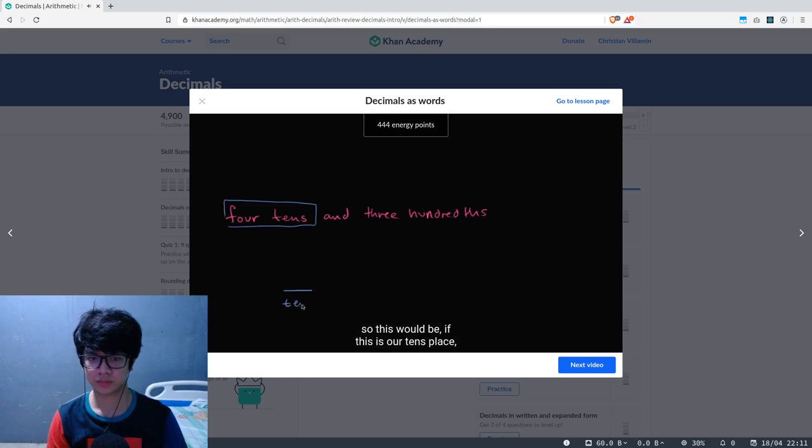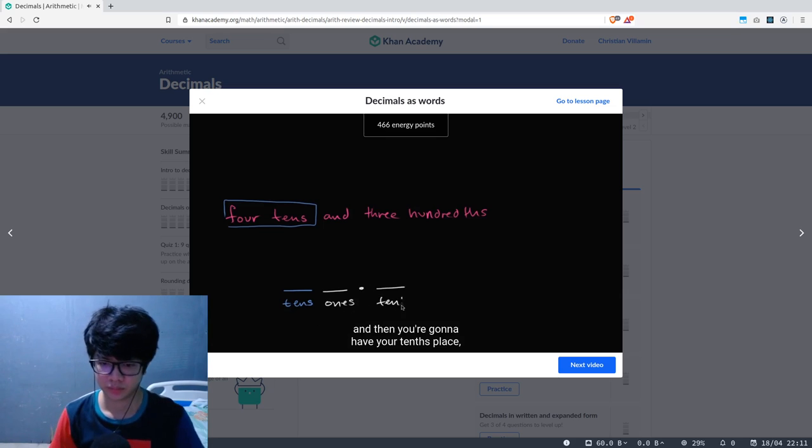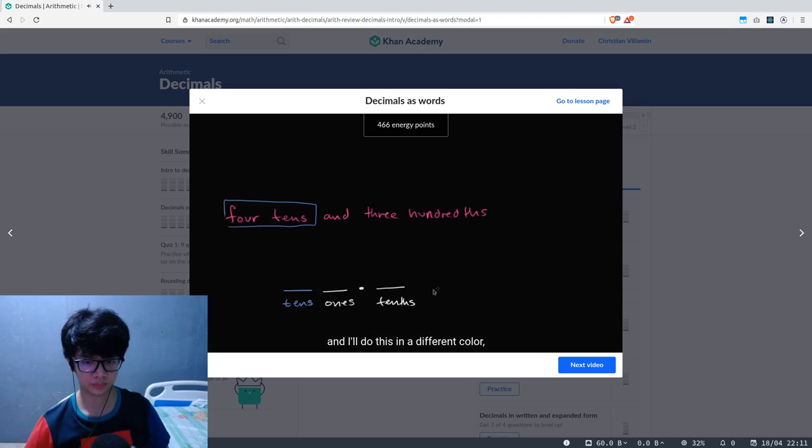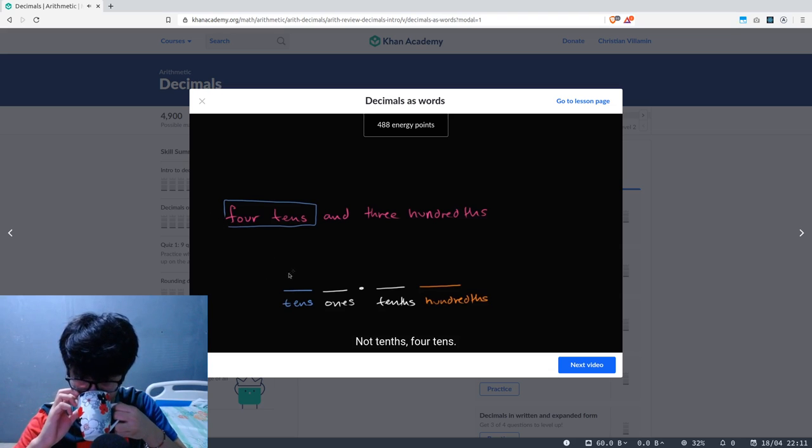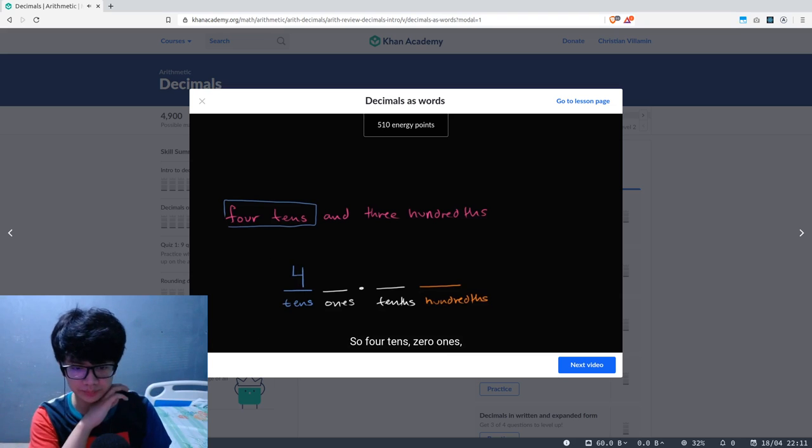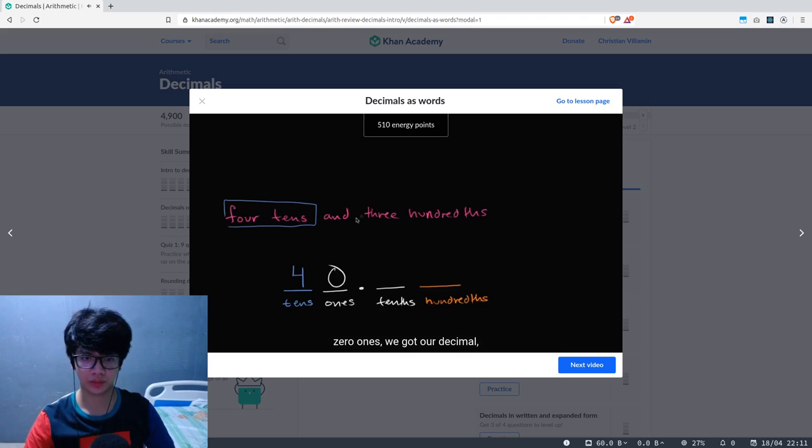So if this is our tens place, and then this is our ones place, and then you're going to have your decimal, and then you're going to have your tenths place, and then, I'll do this in a different color, your hundredths place. So we're going to have 4 tens, 0 ones, and we got our decimal. They don't have any tenths over here, so 0 tenths. And then we have 3/100, so 3 in the hundredths place. So 4 tens, which is the same thing as 40, and 3/100 right over here. So 40.03.